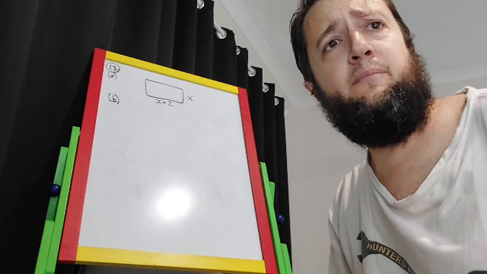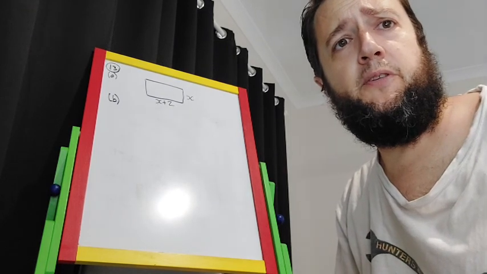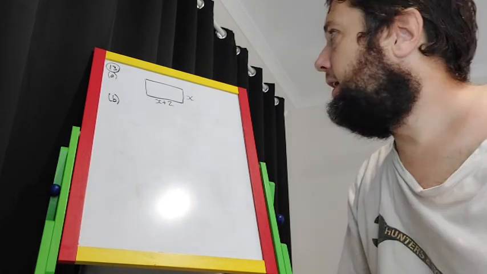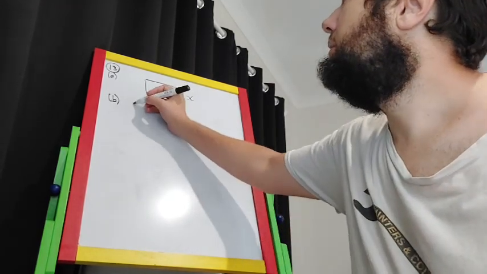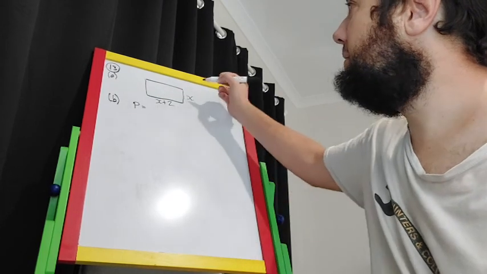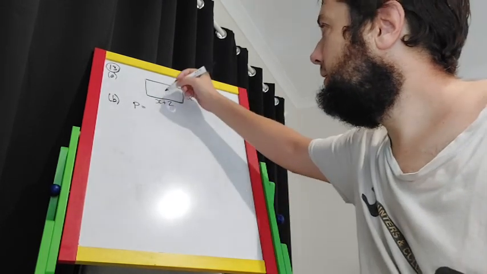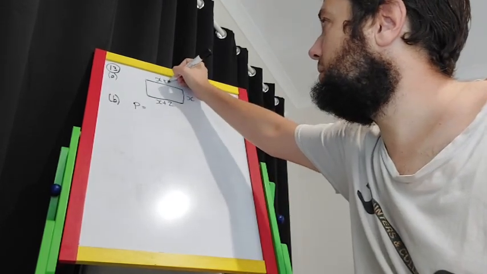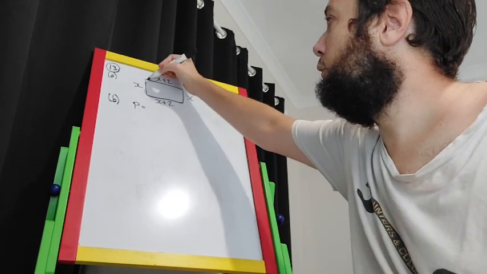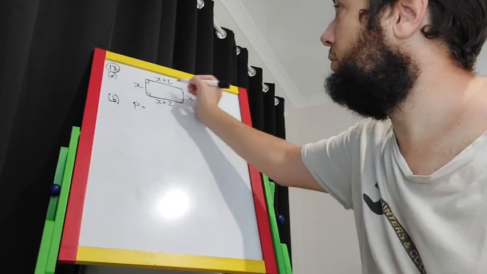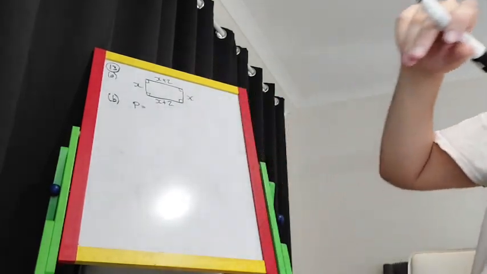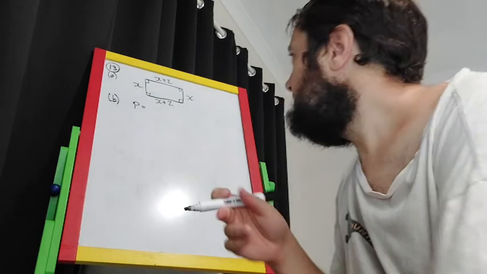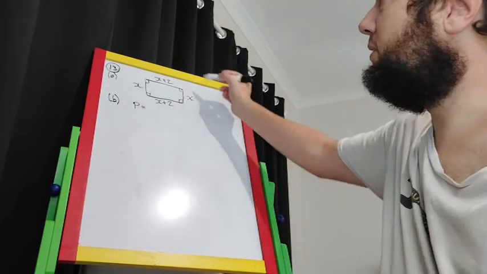B, write a simplified expression for the perimeter of the field. Now, remember that perimeter is the distance around an object, right? So in this case, think of each side here. That's x plus 2, that's x plus 2, that's x. Look, if I wanted to be technical with drawing this, I could have put right angles on everything. That's a bit excessive, though, at this stage, anyway. Anyway, perimeter, you've got to add all the sides together.